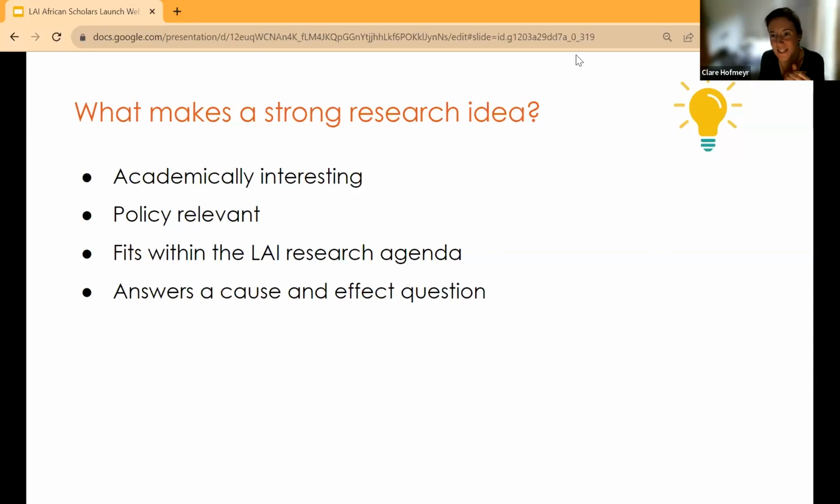And then lastly, because, as I said, we're J-PAL and we fund impact evaluations, specifically randomized evaluations, we are interested in cause and effect questions specifically. So if I do X, if I implement this program, what will the effect be?